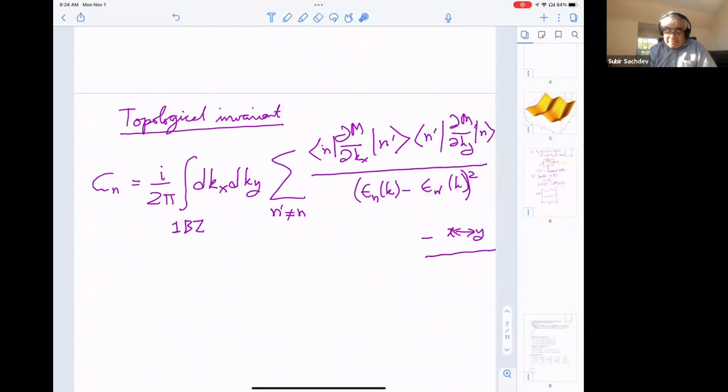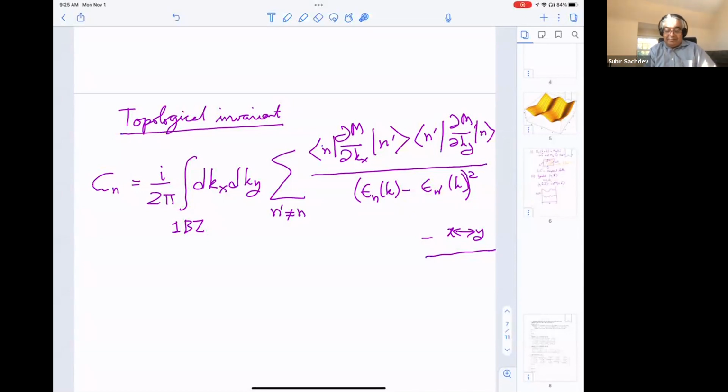It has one derivative in kx and a derivative in ky, and it has an integral over kx and an integral over ky. So you rescale kx, ky as you want, nothing's going to happen. You rescale energy as you want, nothing's going to happen. But you can even rescale them in a k-dependent way, and nothing will happen. So the value of this quantity is not going to change, provided the denominator stays finite. And that will happen as long as the band gaps remain. Okay, and then it's an integer.